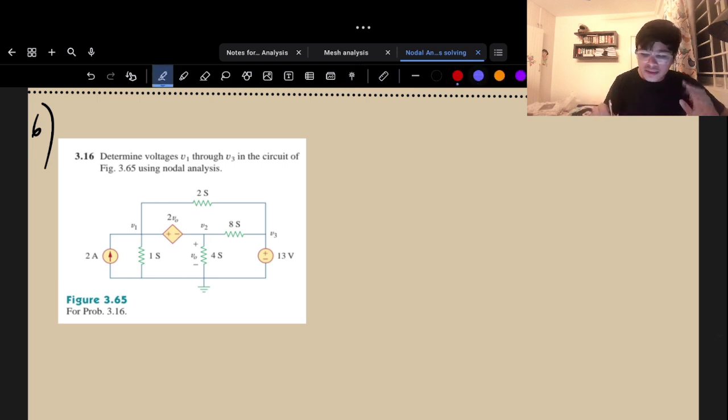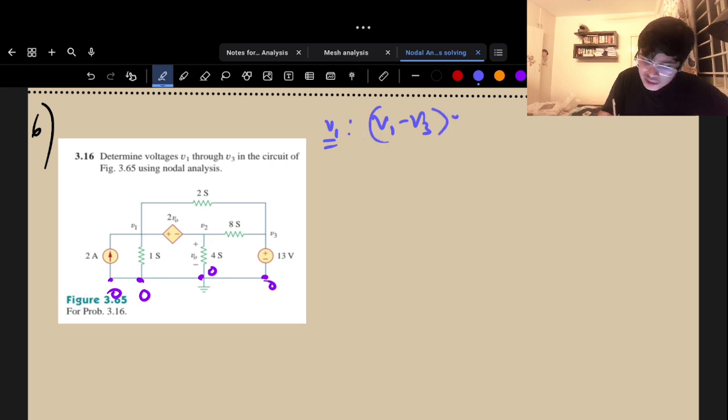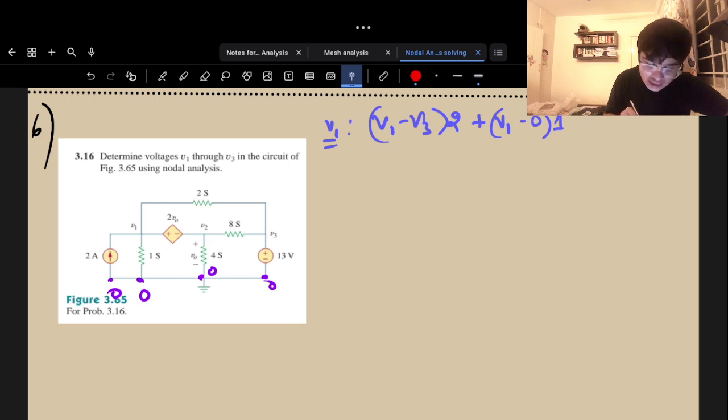Now my classic approach is grounding. 0, 0, 0, 0. V1, I'm already given V1, we have V2 and V3 here. So let me just start writing in the equations. For V1, V1 minus V3 into 2 Siemens, that is one of my currents leaving, and plus V1 minus 0 into 1 Siemens, that is another one of my currents leaving. And you might have already guessed that this is a supernode here.